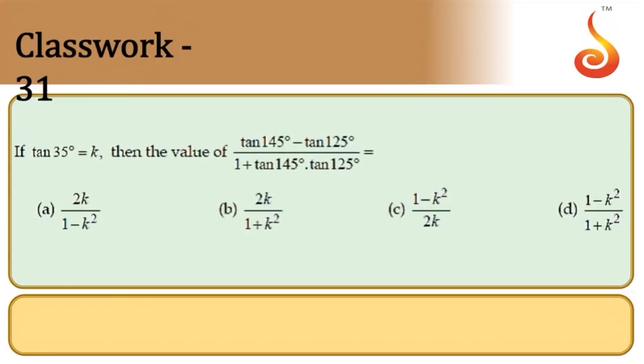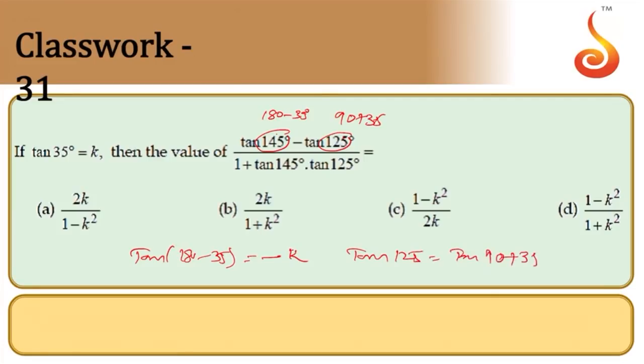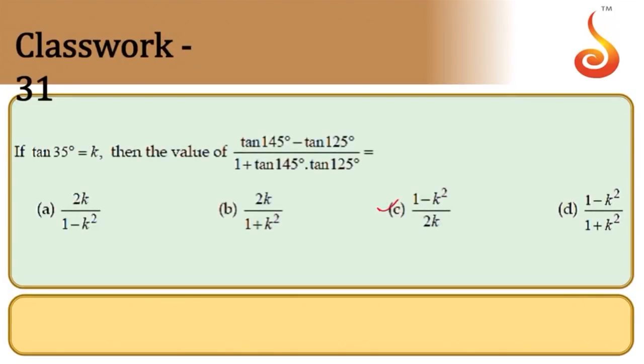So the next question we take up, 145 degrees, sorry. So 145 degrees can be replaced as 180 minus 35 degrees, and this is 90 plus 35. Clearly, tan(180 minus 35) is nothing but minus tan 35, which is minus k, you get it. And tan 125 degrees is nothing but tan(90 plus 35), that is equal to minus cot 35, that is minus 1 by k. Simplifying, you will get minus k minus of minus 1 by k, divided by 1 plus the product of these two, which is 1, you get it. So you'll be getting (1 minus k square) divided by 2k as the answer for this problem. So the answer is C.